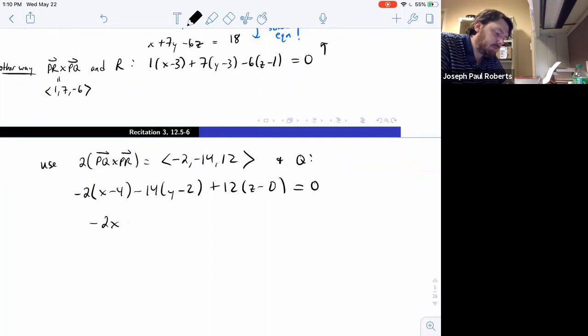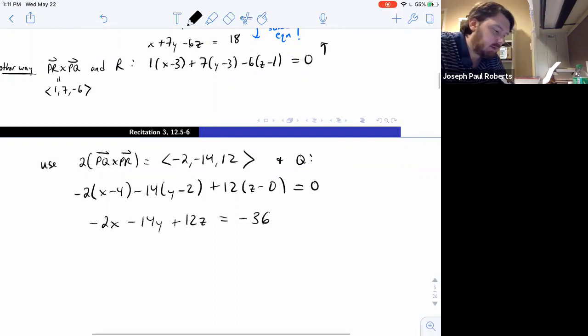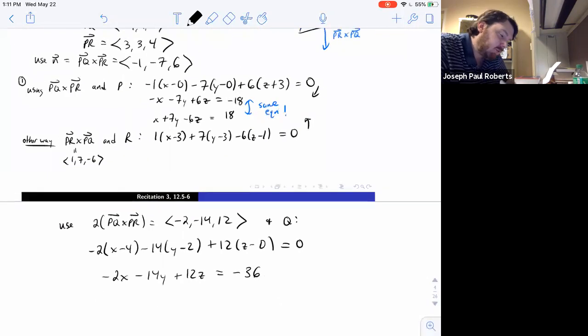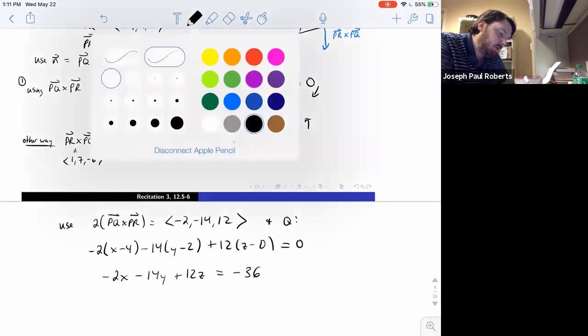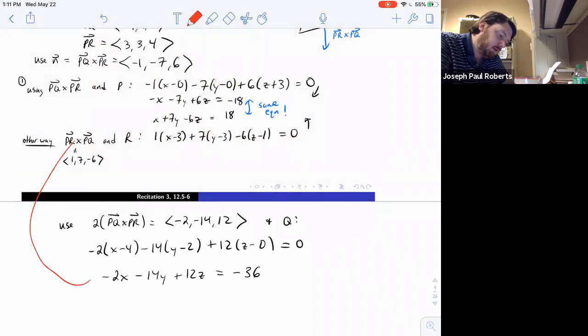So let's play around with that. That's -2x minus 14y plus 12z. And then plus 8 plus 28 is 36. So that's plus 36 on the left, which means it's minus 36 on the right. Which, oh my God, it's the same equation. Because to get from here to here, just divide both sides by 2, of course.